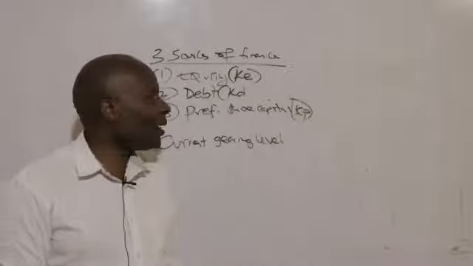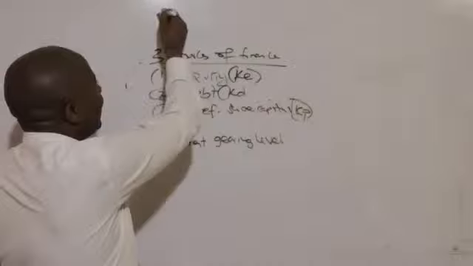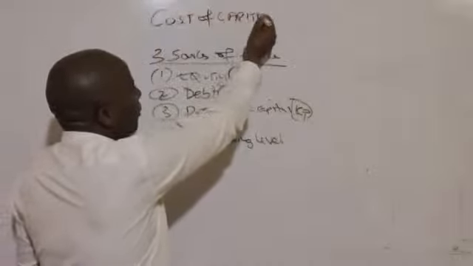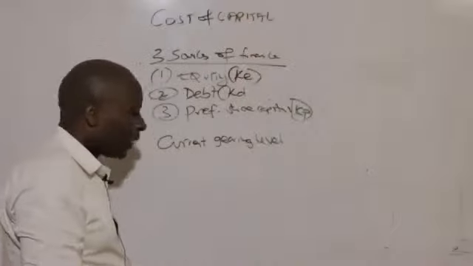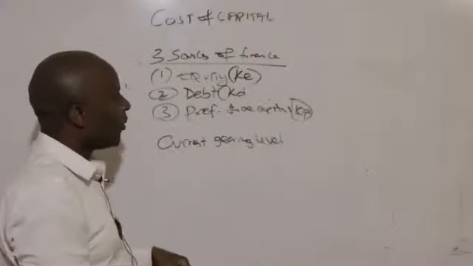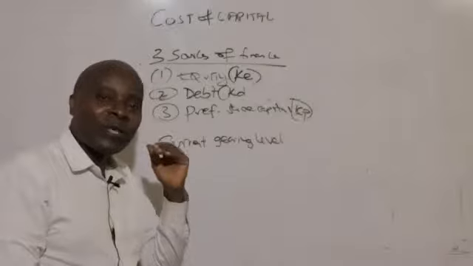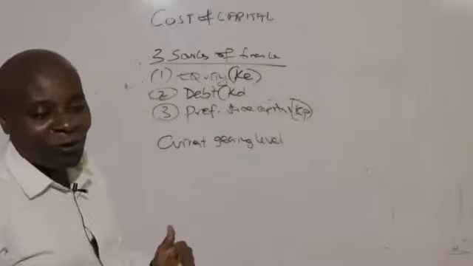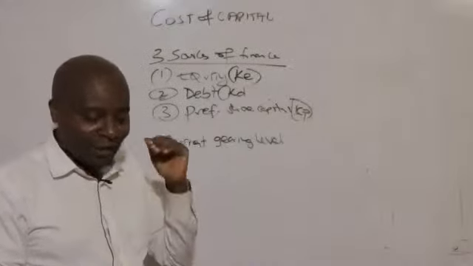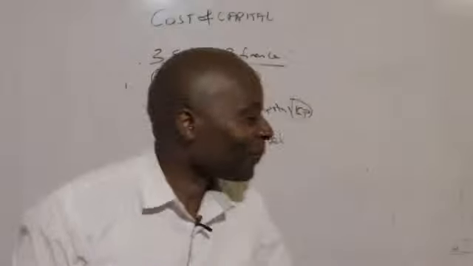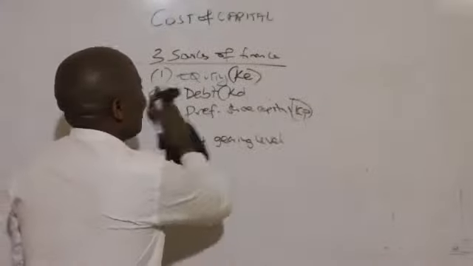So the major topic, I hope you've been able to write it there under financing decisions. We have what we call the cost of capital, where we have said you have got 3 sources of finances. I hope you have taken your notes down. And then this afternoon, I would want us to start by looking at how to compute cost of equity.